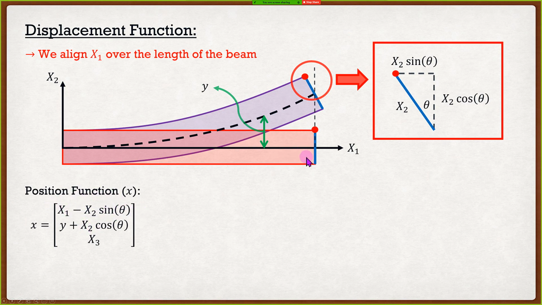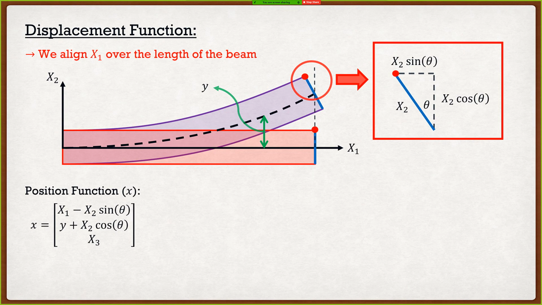For our second one, if we look at the vertical direction, we can see that it shifts up by a value of y, from our axis here up to the neutral axis right at this point. Then it also shifts up by this amount right here, x2 cosine theta. So we're going to have y plus x2 times cosine theta. Then our third direction, x3, doesn't change. That's the in-depth thickness. It doesn't change. We're assuming symmetric bending.